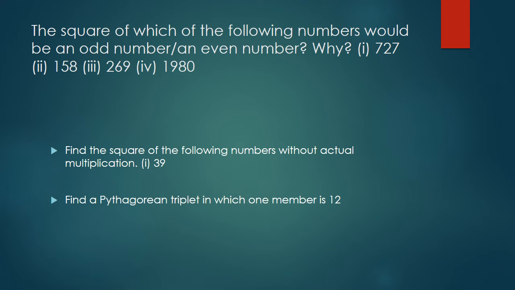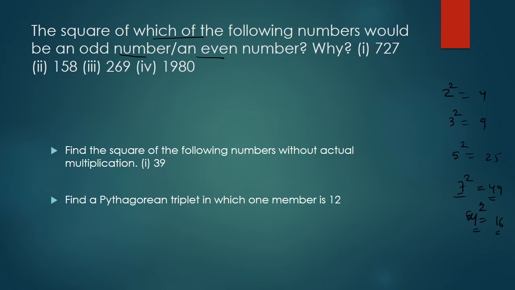You have to find out the square of which number is odd and which one is even. Obviously, 2 square is 4, 3 square is 9, 5 square is 25, 7 square is 49, and 4 square is 16. So what is there? The square of an even digit is even, and the square of an odd digit is odd.